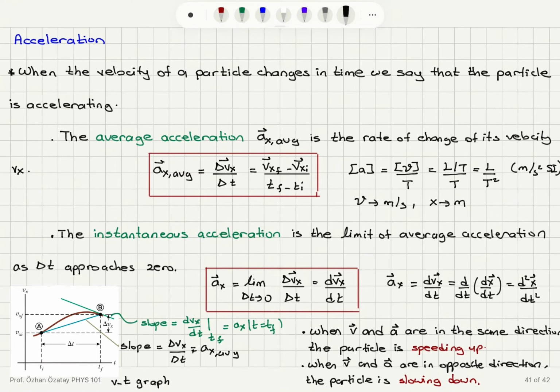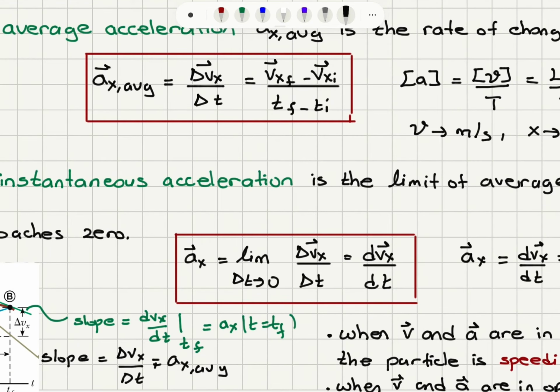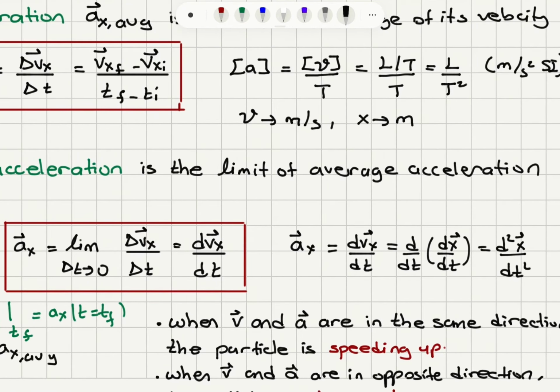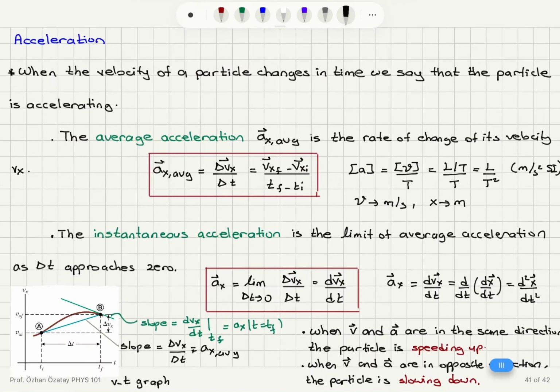Now, the instantaneous acceleration, on the other hand, is the limit of average acceleration as delta t approaches 0. So it is the limit as delta t approaches 0 of delta Vx over delta t, which is the derivative of the velocity with respect to time. And since the velocity is related to position, it is dx dt, then for acceleration we have the second derivative of the position vector with respect to time, which is its instantaneous acceleration.